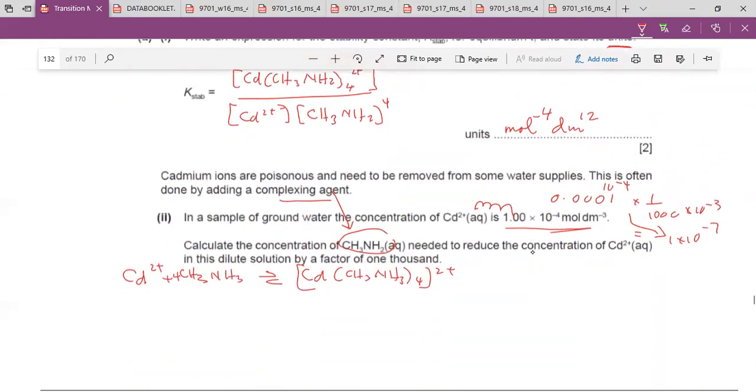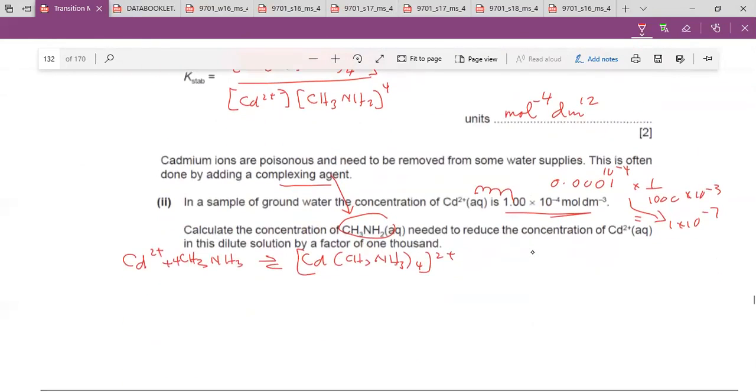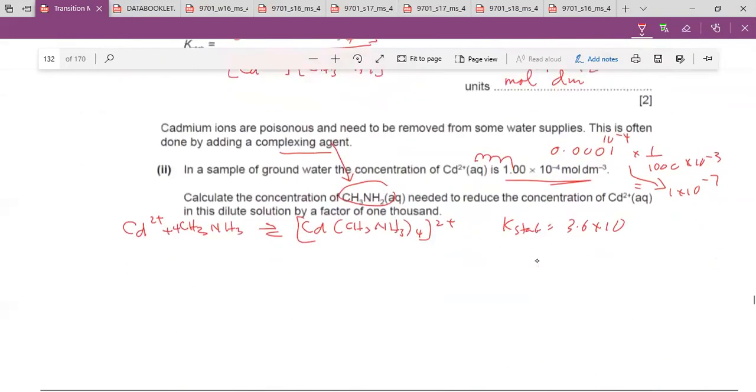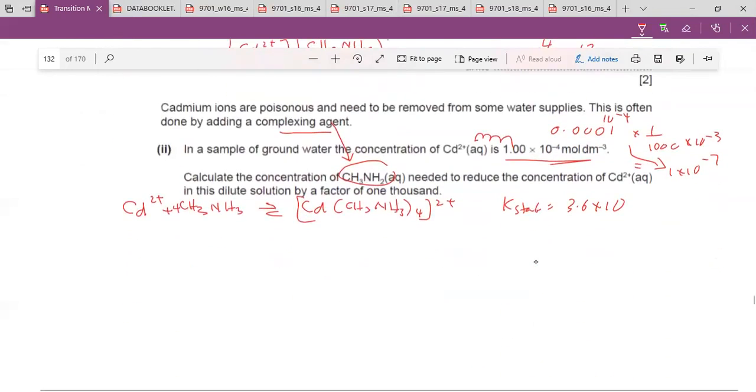It's good to put that here. Kstab, 3.6 times 10 to the power of, I think it's minus 6. Yeah, oh, 6, not minus 6, 6. That means you form a 1. Okay, now, time 0, initial.